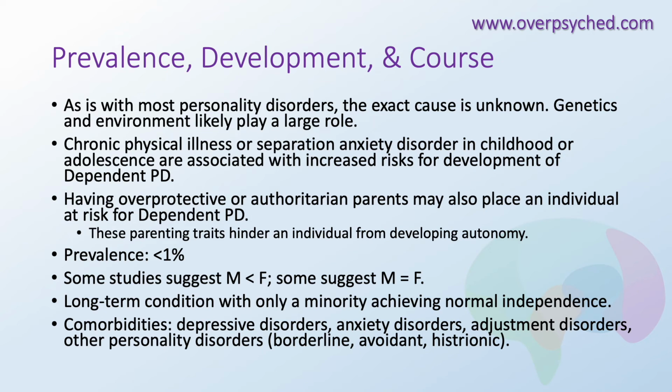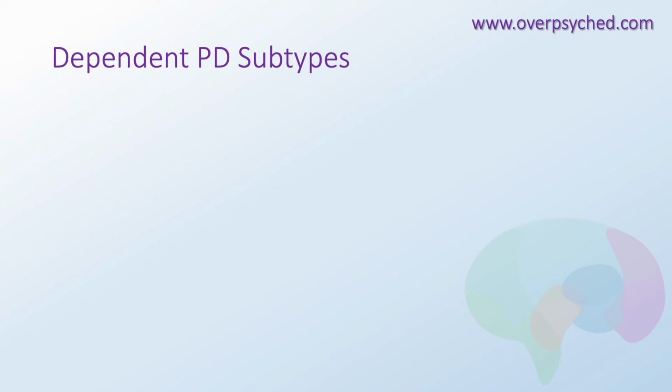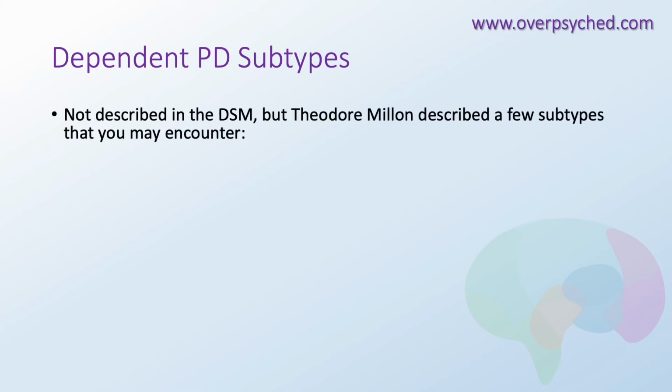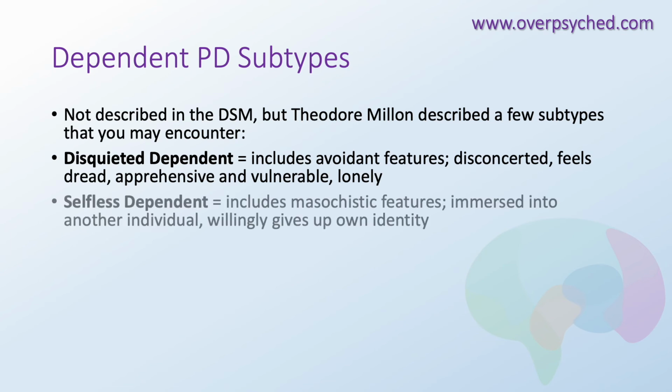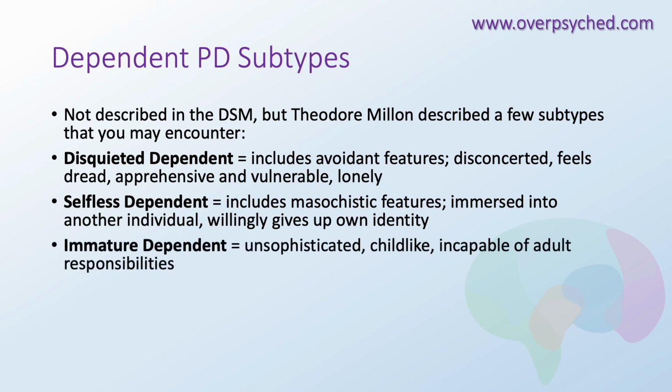Now, this is not described in the DSM, but Theodore Millon described a few subtypes that you may encounter. First is disquieted dependent. This includes avoidant features. These individuals are disconcerted, feel dread, and are apprehensive, vulnerable, or lonely. Next is selfless dependent, which includes masochistic features. These individuals are immersed in another individual and willingly give up their own identity. Then there is immature dependent, which is characterized by an unsophisticated or childlike manner, and they're incapable of adult responsibilities.